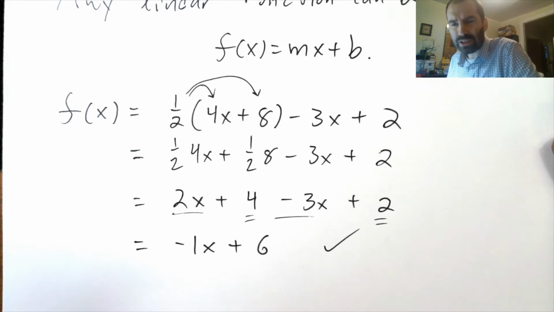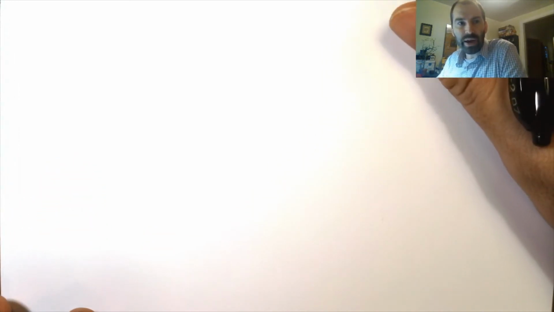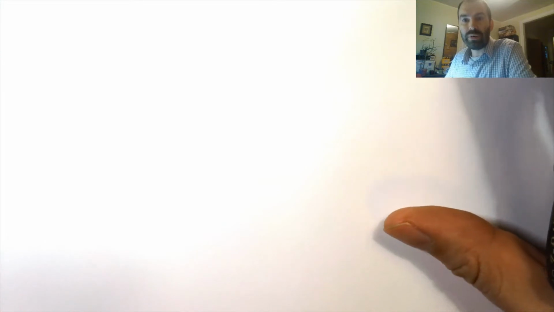Okay? So what we're going to do is we're going to find some linear functions given just some basic information. You know that to write down a line, you only need a little bit of information, right? A line is determined by a point and a slope, right?